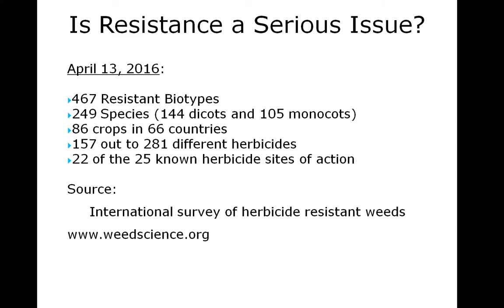Herbicide resistance is a serious problem across the world. These statistics have been developed over time. 467 resistant plant types made up of 249 species. Weeds which infest 86 food crops have become resistant. Weeds are resistant to 157 different herbicides that work against 22 different plant growth processes.